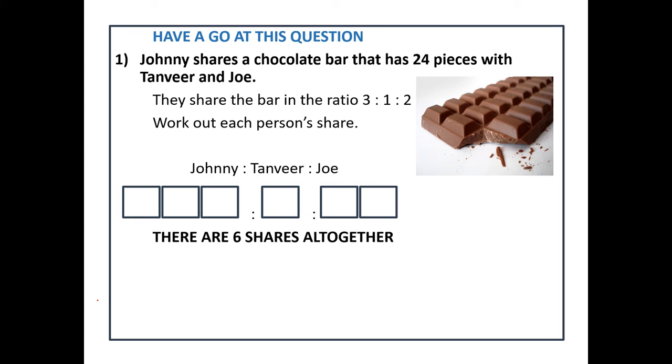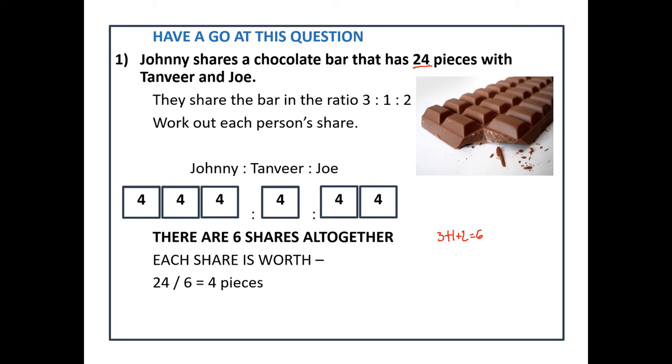So there's a total of 6 shares because we have done 3 plus 1 plus 2, which gives us 6. We know our total at the moment is 24, so we have to do 24 divided by 6, which gives us an answer of 4. That means that each bar represents 4.